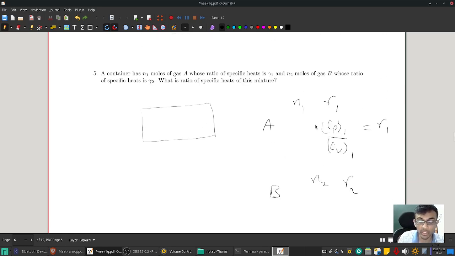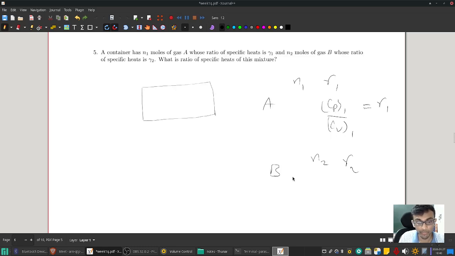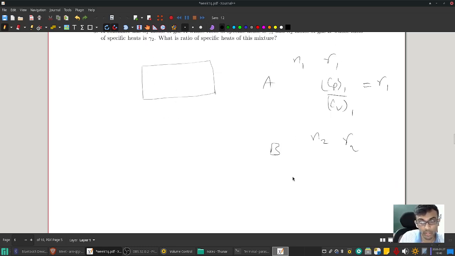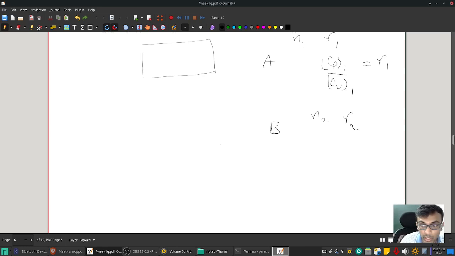And what would be the specific heats and the ratio of specific heats for this mixture of gases? In this question we have only two components, but this can be easily generalized to any number of components and calculated. So let's get started with the calculation now.